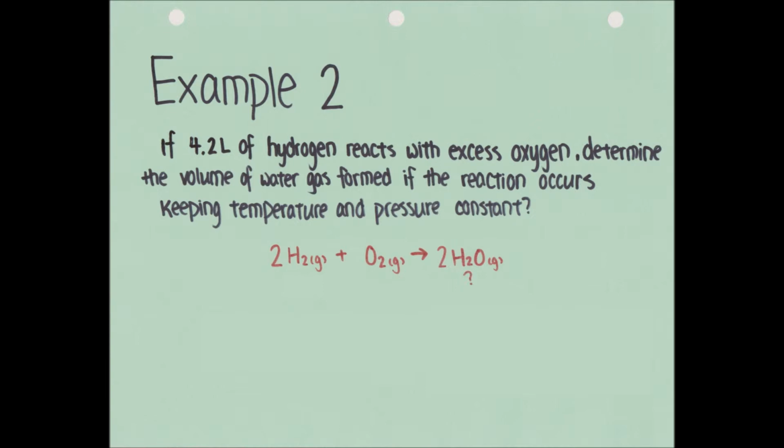We are trying to find the volume of H2O, and we know that there's 4.2 liters of hydrogen. To find it, we multiply the 4.2 liters of H2 by the molar ratio of the hydrogen and the water. Since we are trying to get rid of the hydrogen, we put it on the bottom, and H2O goes on the top. Then we add in the coefficients, which are 2 and 2, and we get 4.2 liters of H2O gas.